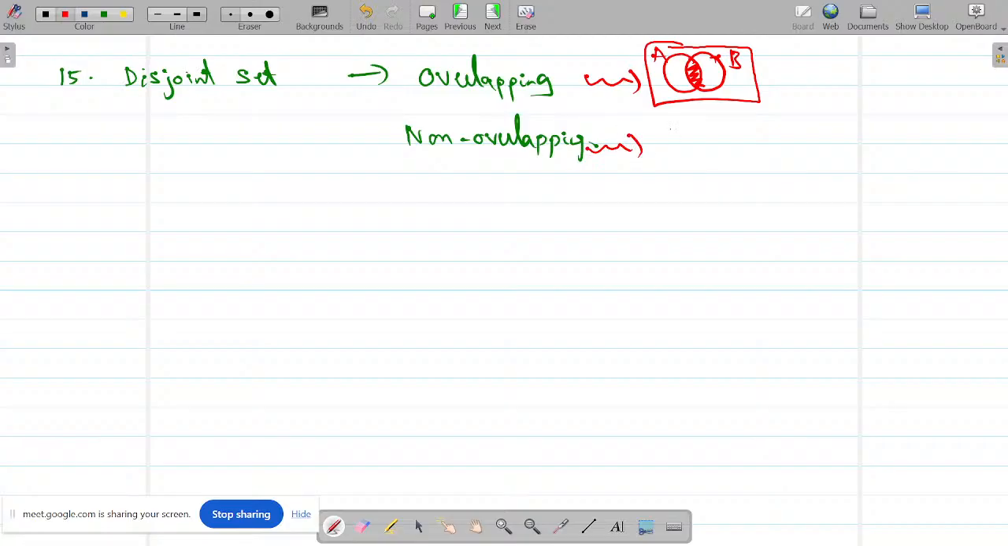When we talk about non-overlapping, let me draw it in the same way. This is a universal set or sample space. We have A and we have B. There is no connection between A and B, which means no common elements. This is what we call non-overlapping.